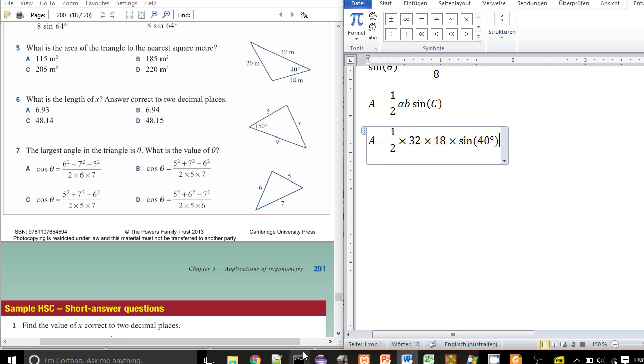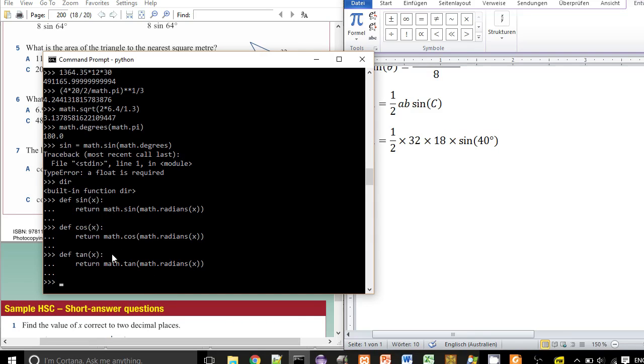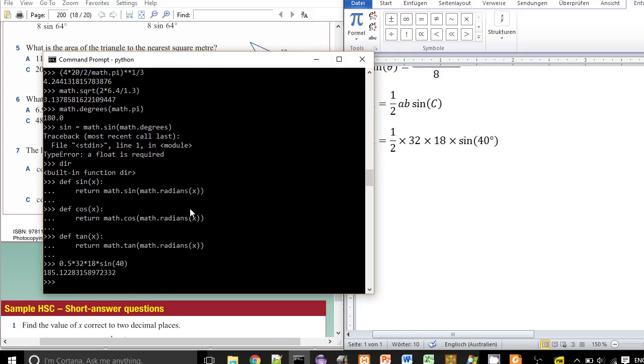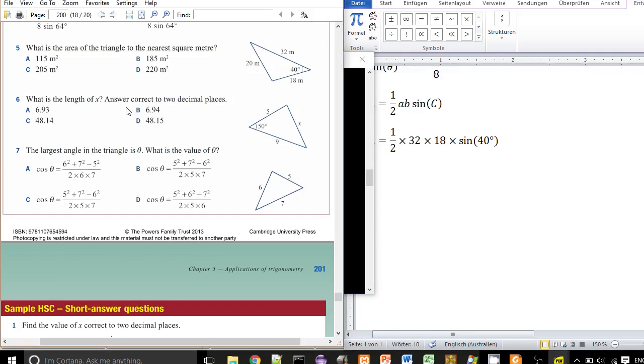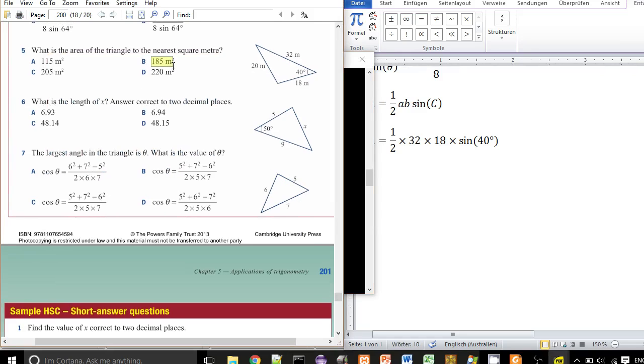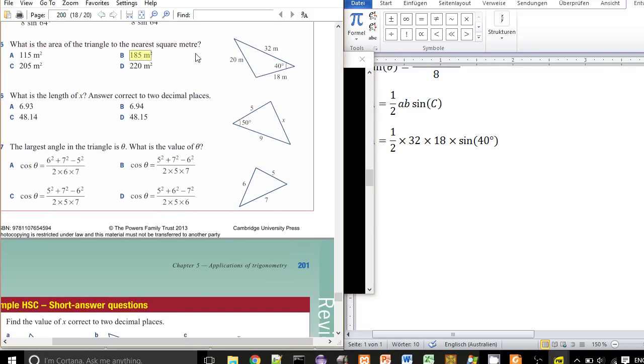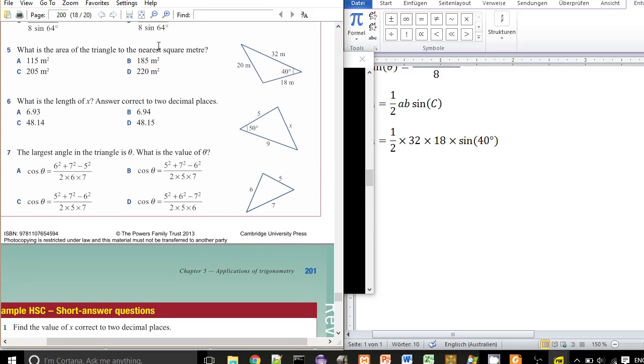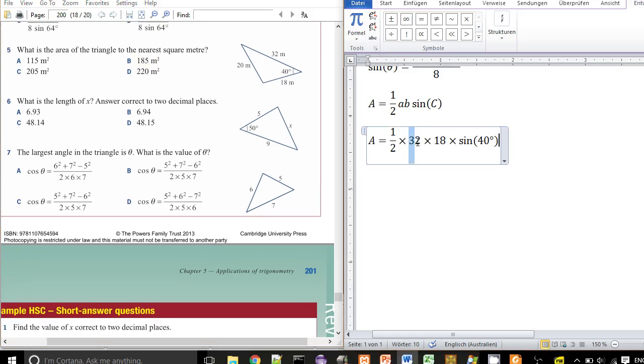Now I made a little shortcut here. I've made these quick formulas, so I should be able to just do 0.5 times 32 times 18 times sine 40. Okay, 185.12. Cool. So B. And it's meters squared because it's measuring the area. Whenever you're measuring area, it's a two-dimensional thing. We had two dimensions that we used, 32 and 18. The sine 40 is more just because of the shape of it, okay?